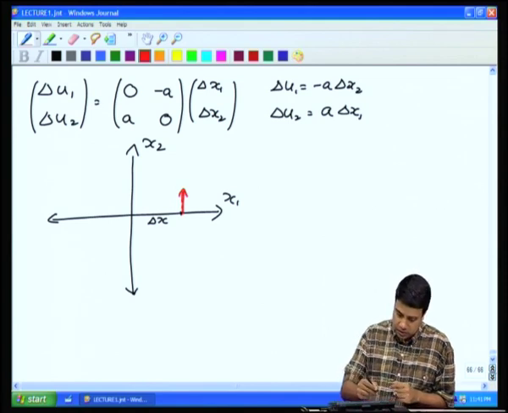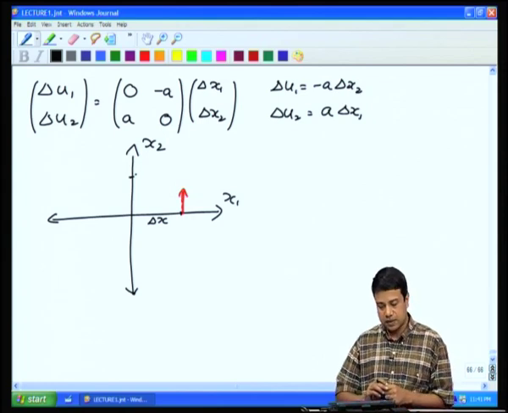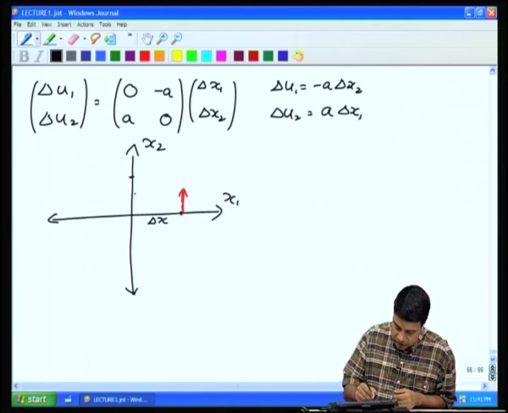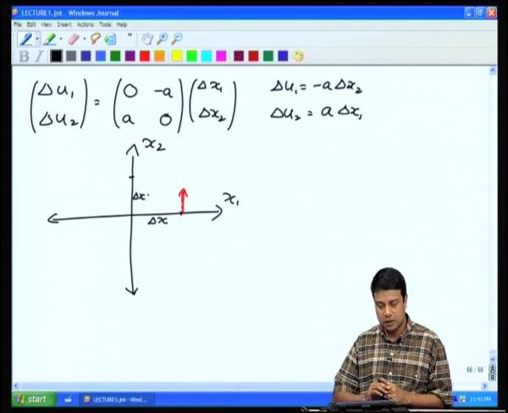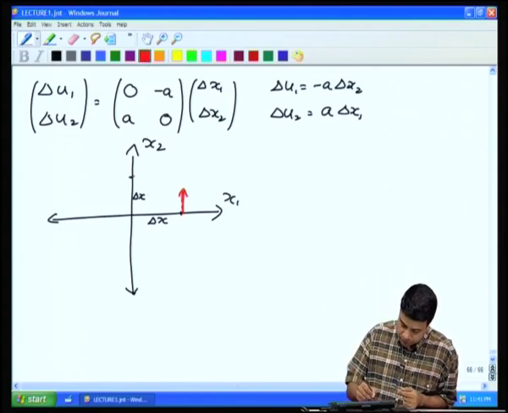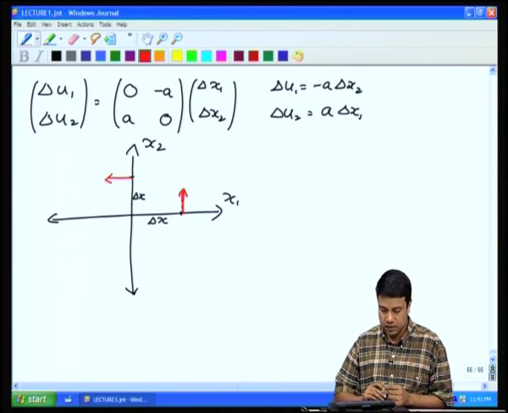If I go a small distance delta x in the plus x 2 direction, then I have delta u 1 is equal to minus a delta x. So, I have moved a distance delta x. That means that delta u 1 is equal to minus a times delta x. Delta u 2 is equal to 0. So, delta u 1 is equal to minus a delta x and delta u 2 is equal to 0.